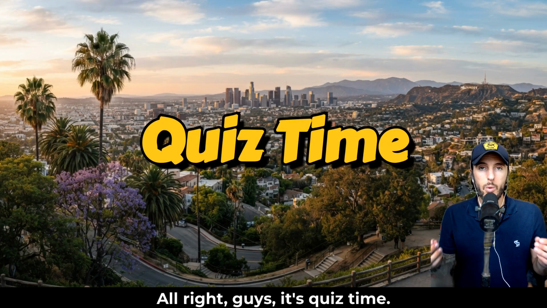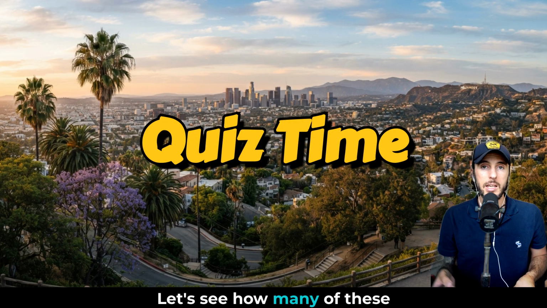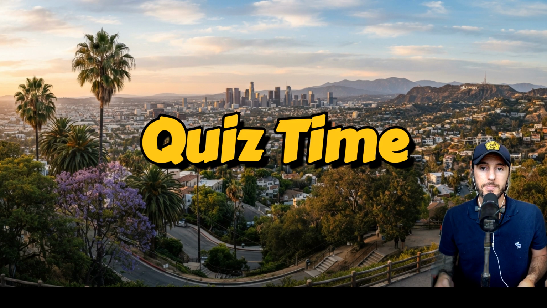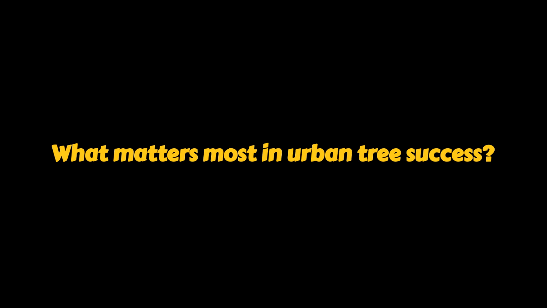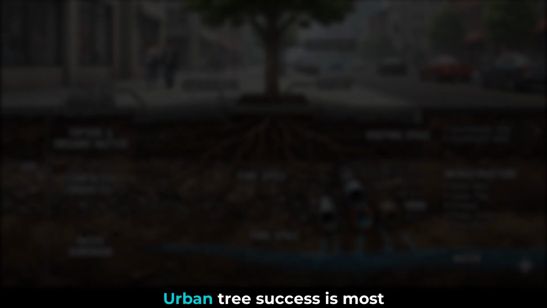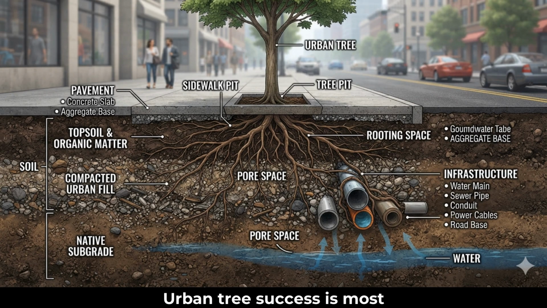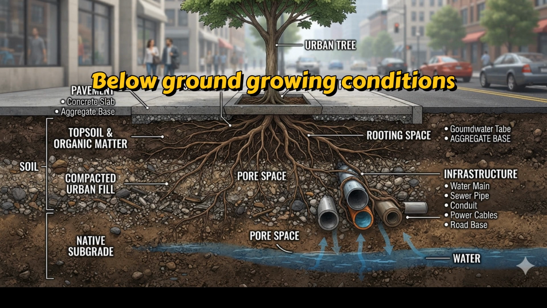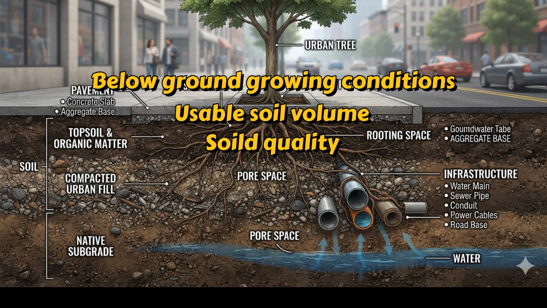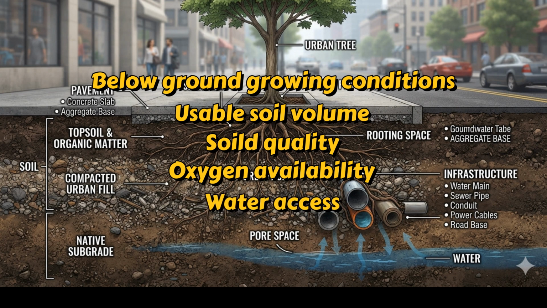All right, guys, it's quiz time. Let's see how many of these you can answer right. What matters most in urban tree success? Urban tree success is most limited by below-ground growing conditions, especially usable soil volume, soil quality, oxygen availability, and water access.